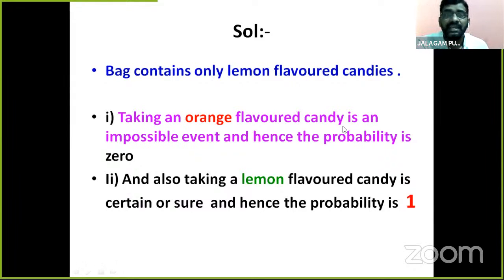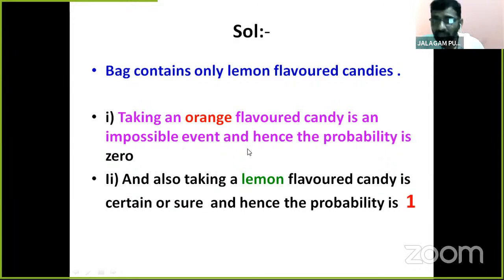The first one is what here? Taking an orange flavored candy. There is no orange, only lemon is there. Taking an orange flavored candy is impossible. Why? Because only lemon flavored candies are there in that bag. That's why taking an orange is impossible. Have you understood? Taking an orange candy is impossible because there is no orange, only lemon. That's why taking an orange flavored candy is an impossible event.